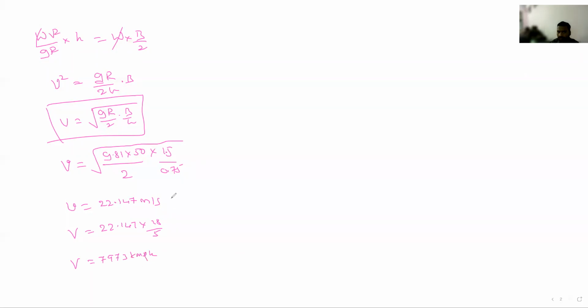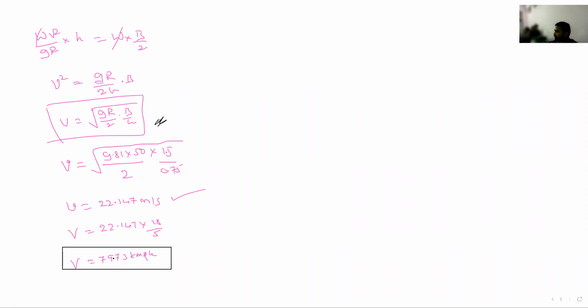Correct? Then multiply by 18 by 5. So with that you will get the answer, 79.73 kmph. See, all of you, the calculator gives two velocities. One is to avoid the skidding, and one is to avoid the overturning. So you got this point.